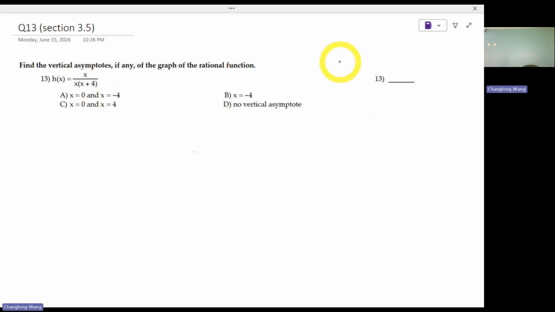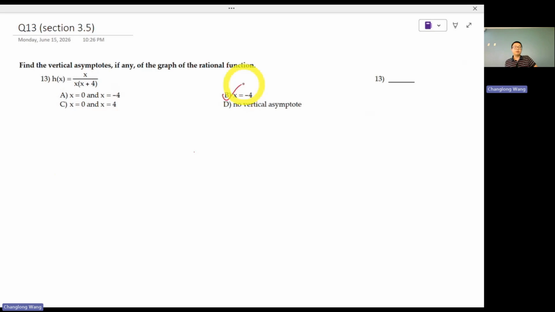But what's happening with the 0? What's happening to the x, the factor of x? It got canceled, right? That means you don't have a pole at the 0 anymore, and it will be a hole. Therefore, there's only one VA, and that's x equals -4.